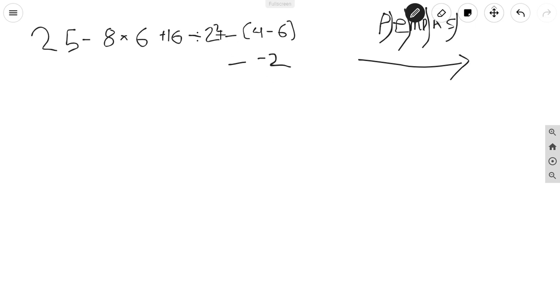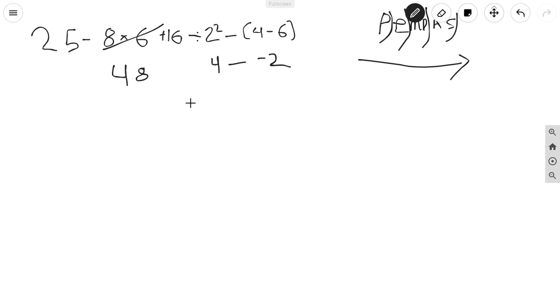Then let's look at our exponents next. So I've got 2 squared, which gives me 4. And then next I've got multiplication and division. These are interchangeable, but make sure you're going from left to right first. 8 times 6 is 48. So put this down here.